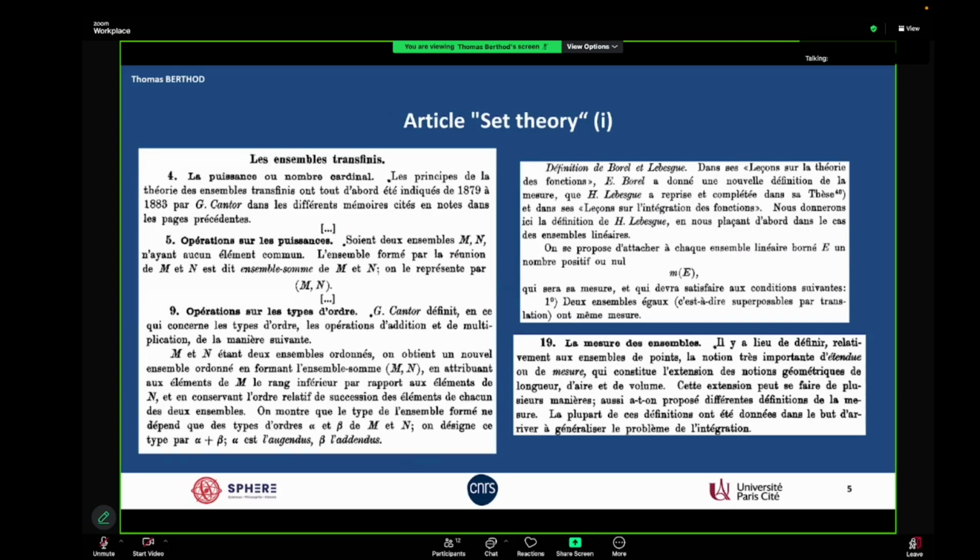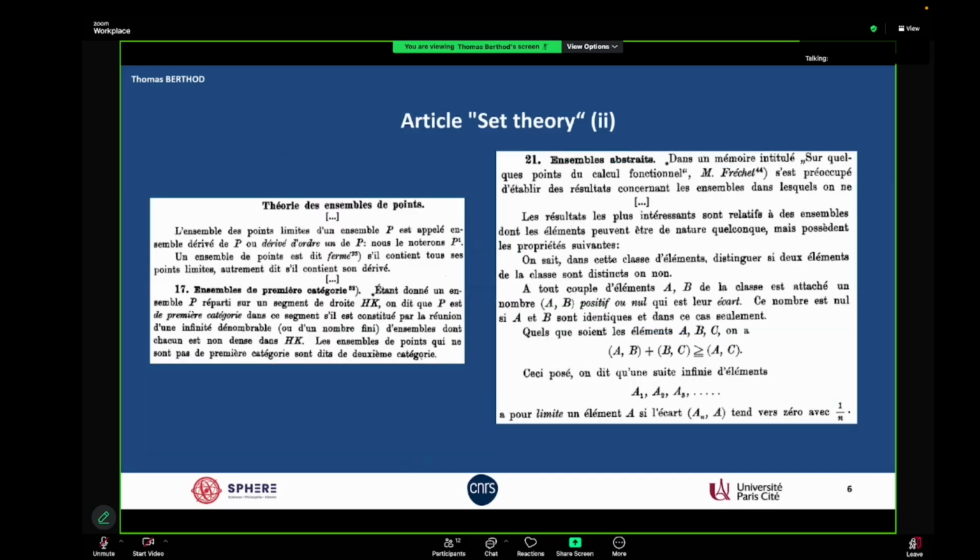Okay, and just to be precise about one thing, keep in mind that set theory at this period is not exactly what we call set theory nowadays. Set theory had a broader meaning in the past than it does today. For example, on this slide, you could see that in Baire's article you have elements about measure theory, but also some topological results.